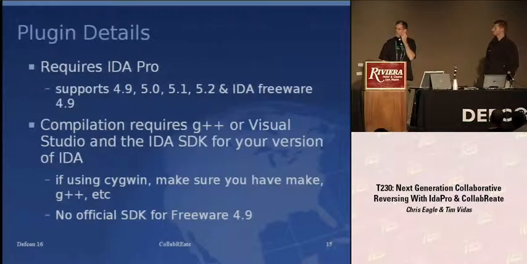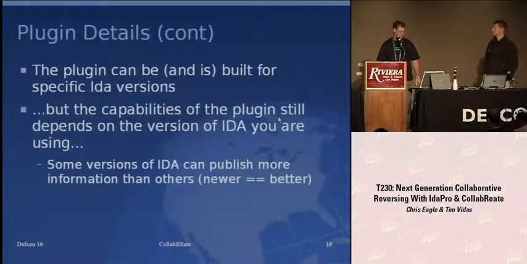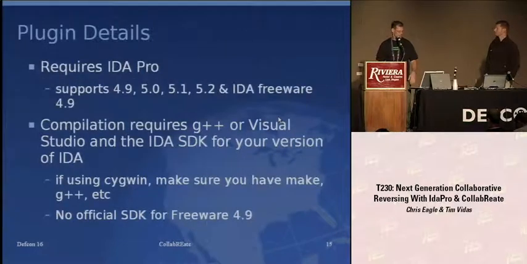So we try to be useful to all users of IDA. Versions are available, and the plugin compiles easily for versions of IDA from 4.9 up through 5.3. The slides came out before 5.3 did. It also compiles if you have an SDK for the freeware, but we provide a binary for the freeware version as well. Build scripts are made available for G++ and Visual Studio.